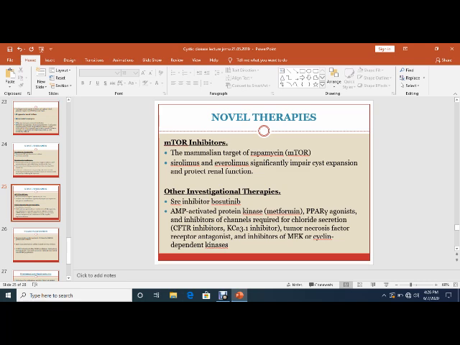Other investigational therapies include SRC inhibitor bosutinib, AMP activated protein kinase activator metformin, and PPAR gamma agonists, inhibitors of channels required for chloride secretion, inhibition of KCa3.1, and tumor necrosis factor receptor antagonists. So various drugs are under investigation, still not FDA approved.